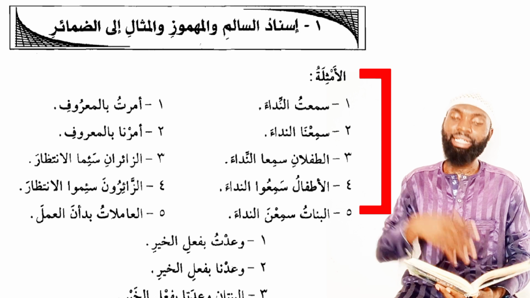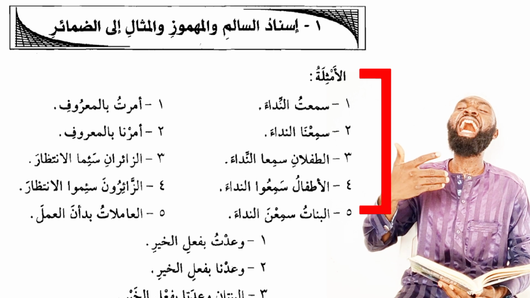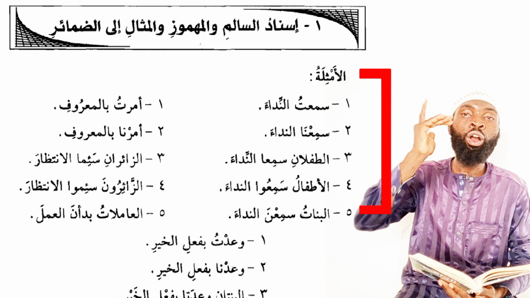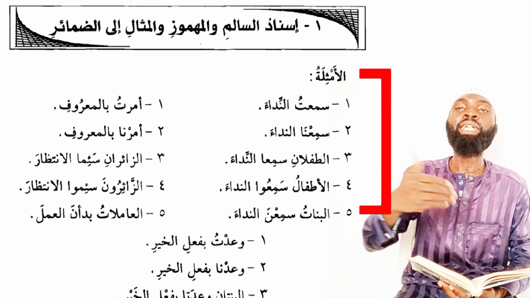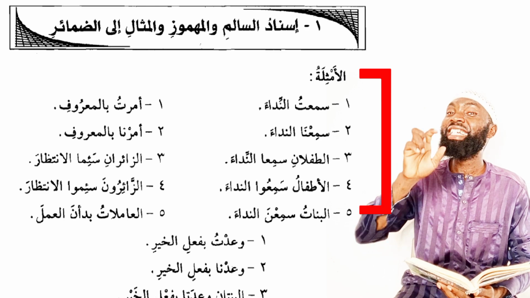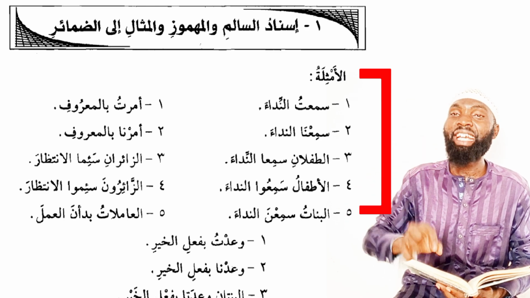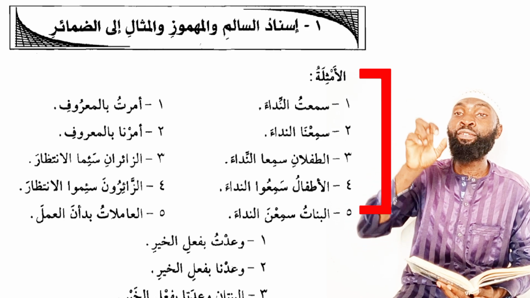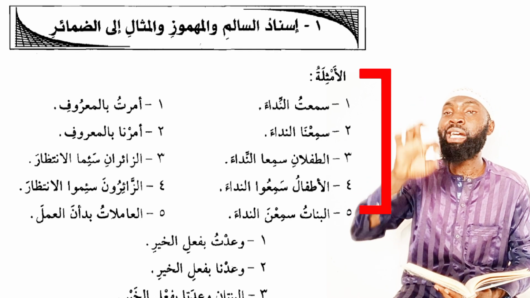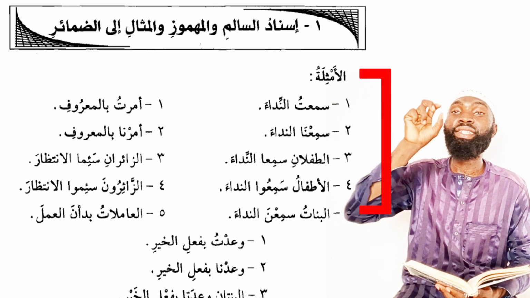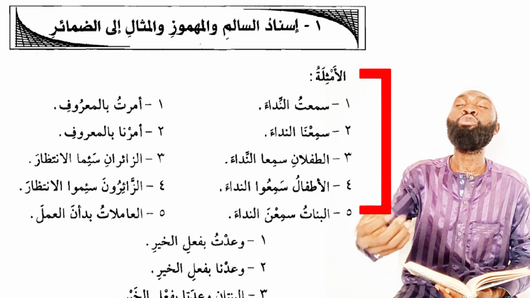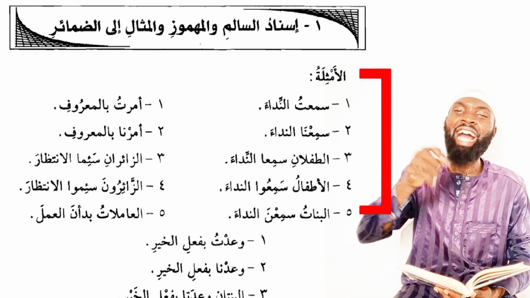The first example says sami'tu nida'a, which means 'I heard the call.' In the word sami'tu, sami'a is the verb, and that verb is a fi'lun sahih, a sound verb. This is because all of the three letters forming the word sami'a are sound letters. There is no alif, no wa, not even ya. So sami'tu, I heard. The tu there is 'I'.